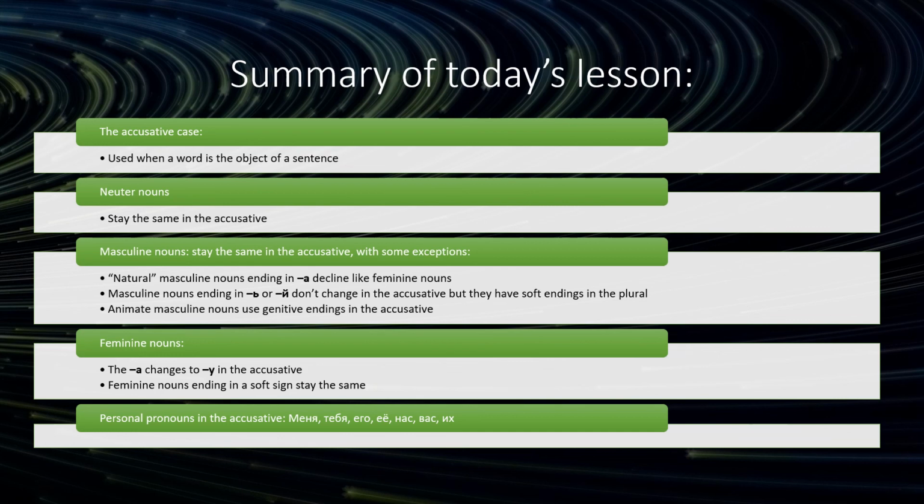We also learned that feminine nouns which end in a soft sign stay the same. And we learned that feminine animate nouns have genitive endings in the plural, but we're going to discuss that at greater length in another lesson, so don't worry too much about that right now. Finally, we learned the declension of personal pronouns into the accusative case. Я goes to меня, ты to тебя, он and оно go to его, она to ее, мы to нас, вы to вас, они to их.